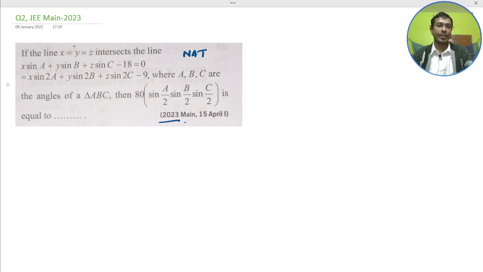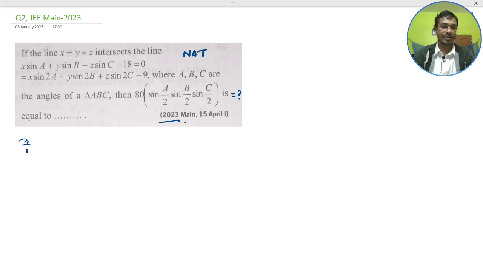So equal to x sin 2a plus y sin 2b plus z sin 2c minus 9, where A, B, C are the angles of triangle ABC. Then you have to find the value of 8 into sin A by 2, sin B by 2, sin C by 2 equal to what? 80 into this value is what? So for the straight line, we just discussed in class 12 straight line chapter.